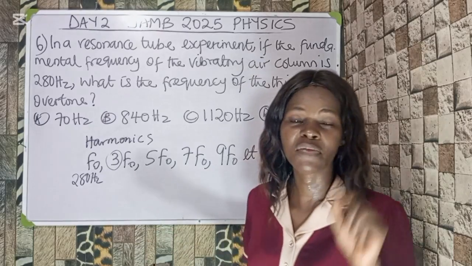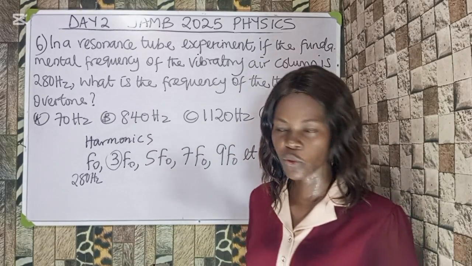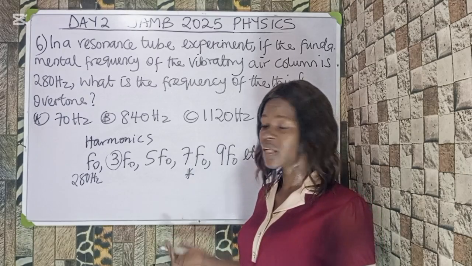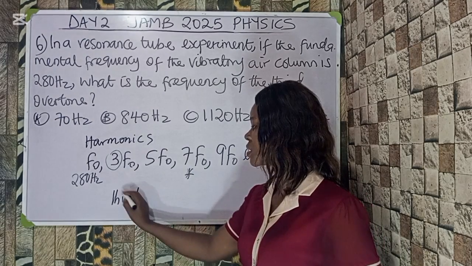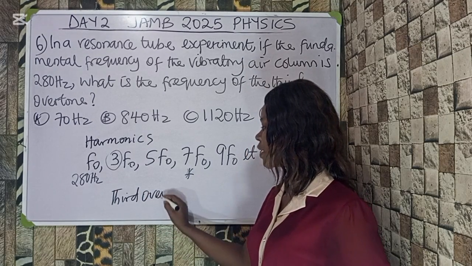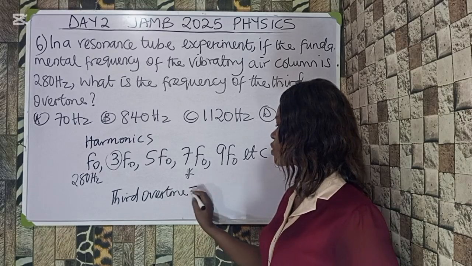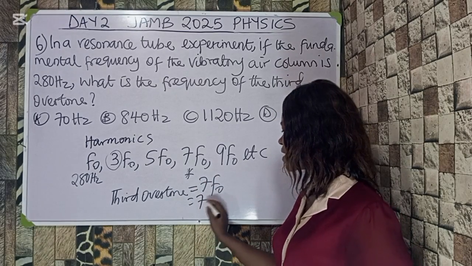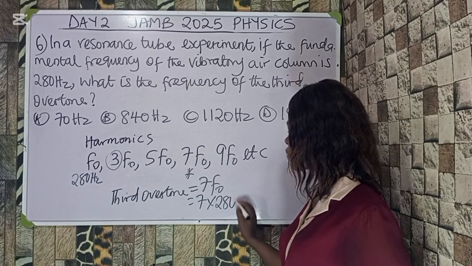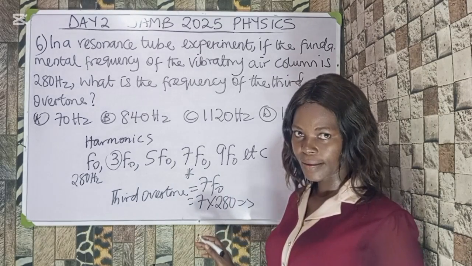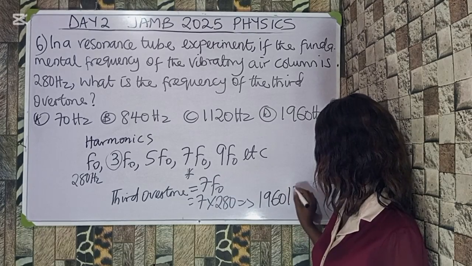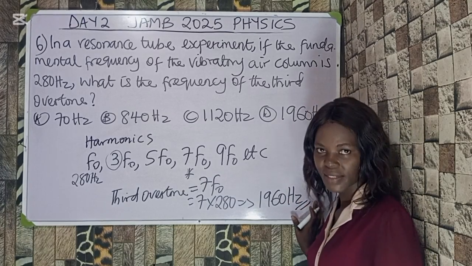But the question says the frequency of the third overtone. So this is what you're actually looking for. Is that clear? So what you're going to say is just third overtone is equal to 7f naught, right? Simply by saying 7 times what? 280. Is that clear? And the answer is going to give us 1960 Hz. Is that clear?